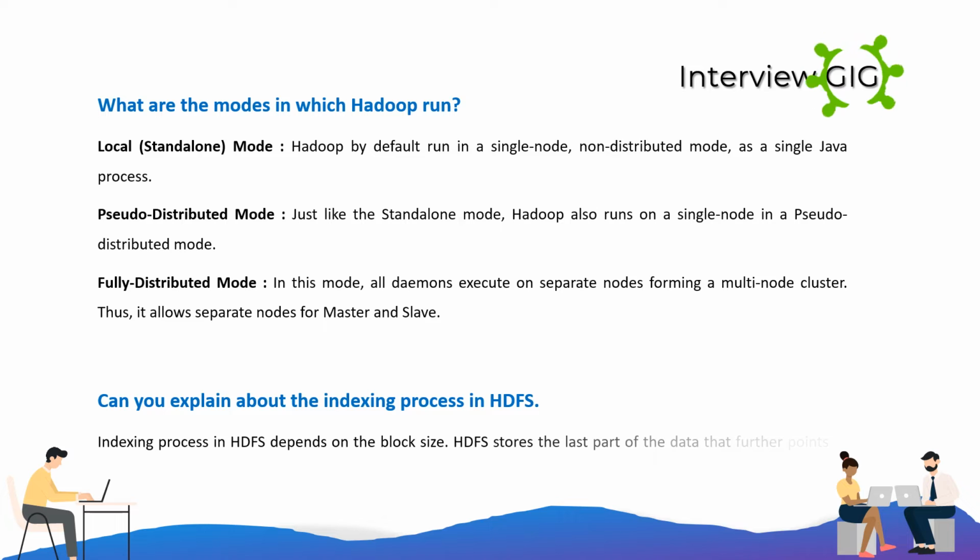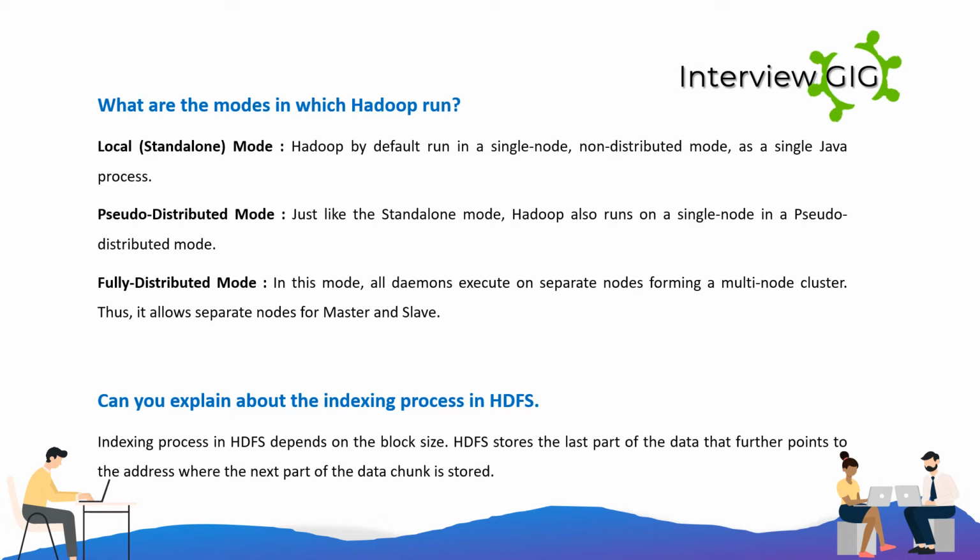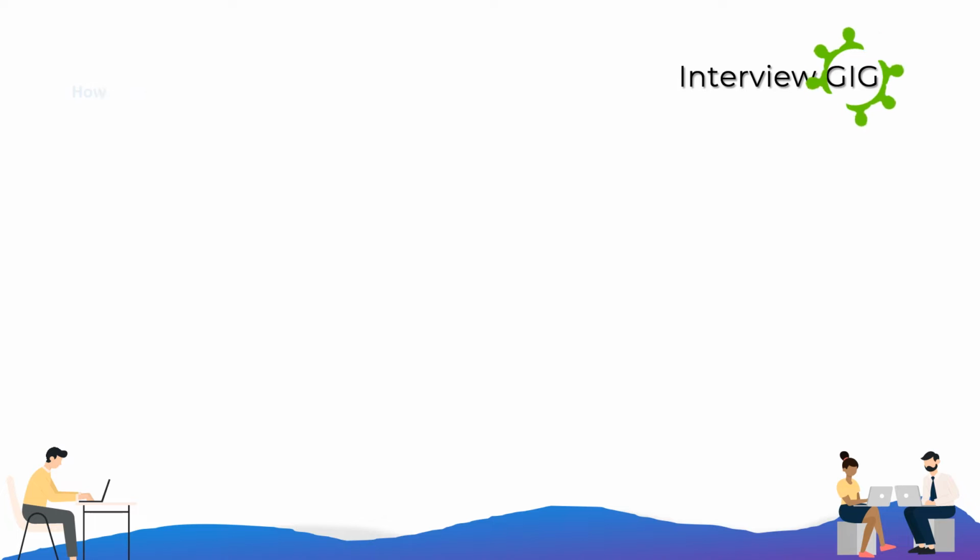Can you explain the indexing process in HDFS? The indexing process in HDFS depends on the block's size. HDFS stores the last part of the data that further points to the address where the next part of the data chunk is stored. How many daemon processes run on a Hadoop cluster?